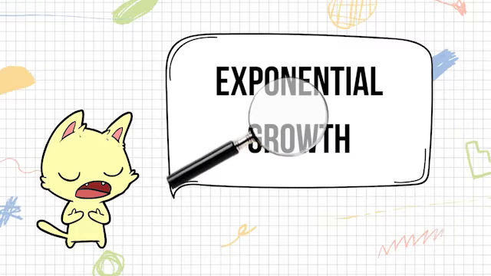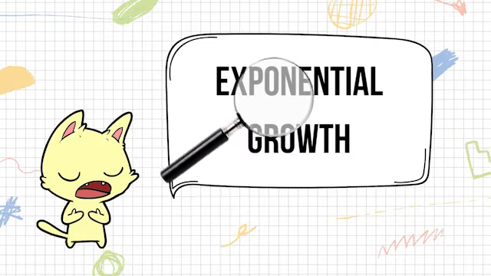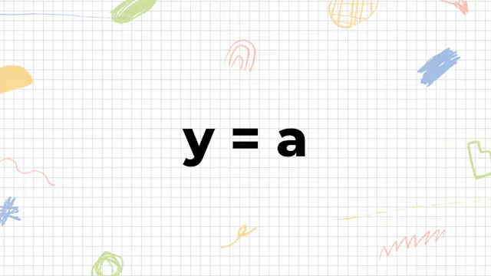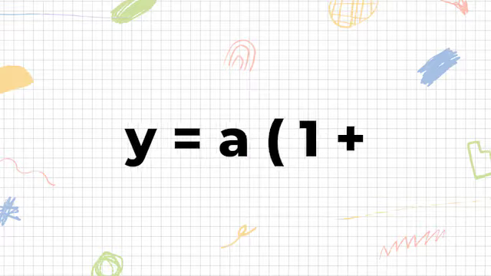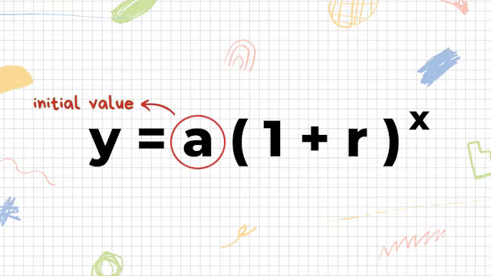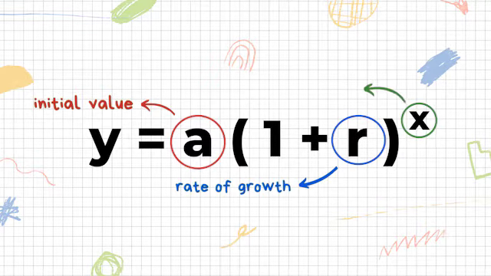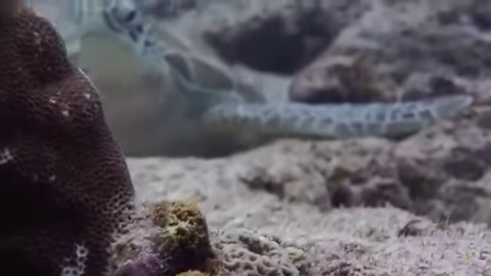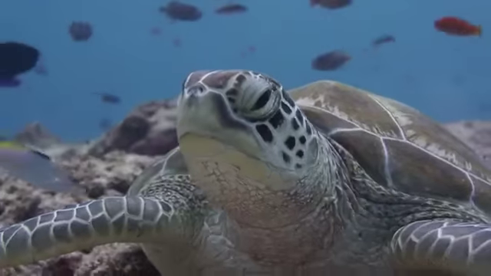Let us take a look at the given formula for exponential growth. Y is equal to A multiplied by the quantity of 1 plus R raised to the x power. When A is equal to the initial value, R is equal to the rate of growth, and X is equal to the number of time intervals that have passed. Sounds quite confusing, right? Let us use the turtle population as an example to explain how this formula works.